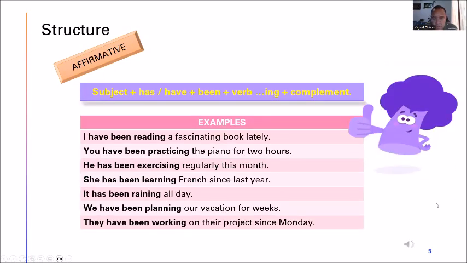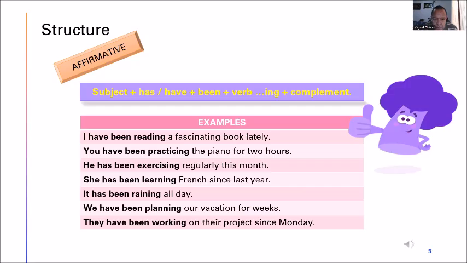The structure of the present perfect continuous tense in affirmative is subject plus has or have, plus been, plus verb with ing, plus complement, where the first auxiliary, have, is conjugated in the present simple, have or has. The second auxiliary, be, is invariable in past participle form, been, and the main verb is invariable in the present participle form with ing. Look at these examples.